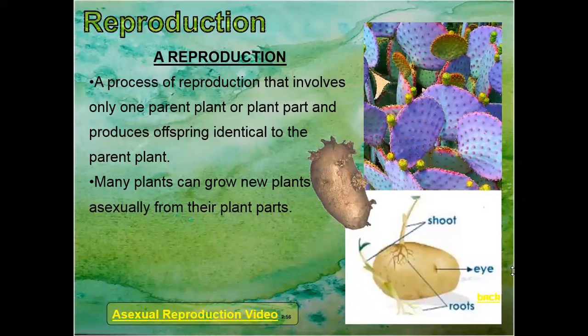What are other ways plants can reproduce? Reproduction is a process that involves only one parent plant or plant part and produces offspring identical to the parent plant. Reproduction is transferring the properties from the parent to the offspring. You can see the potato here, with a shoot.